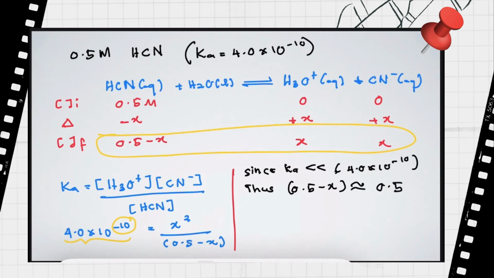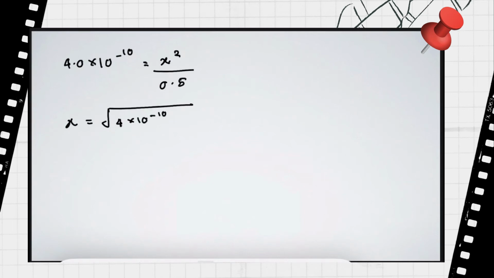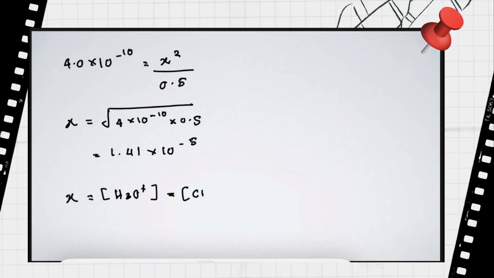Alright, so now we will go to the next step. 4.0 times 10 to the power of negative 10 is equal to x squared divided by 0.5. From there you can get the value of x, which is the square root of 4.0 times 10 to the power of negative 10 times 0.5, which is 1.41 times 10 to the power of negative 5. So actually the x value is equal to the concentration of H3O plus and also the concentration of cyanide. So we can take it as the concentration of H3O plus.